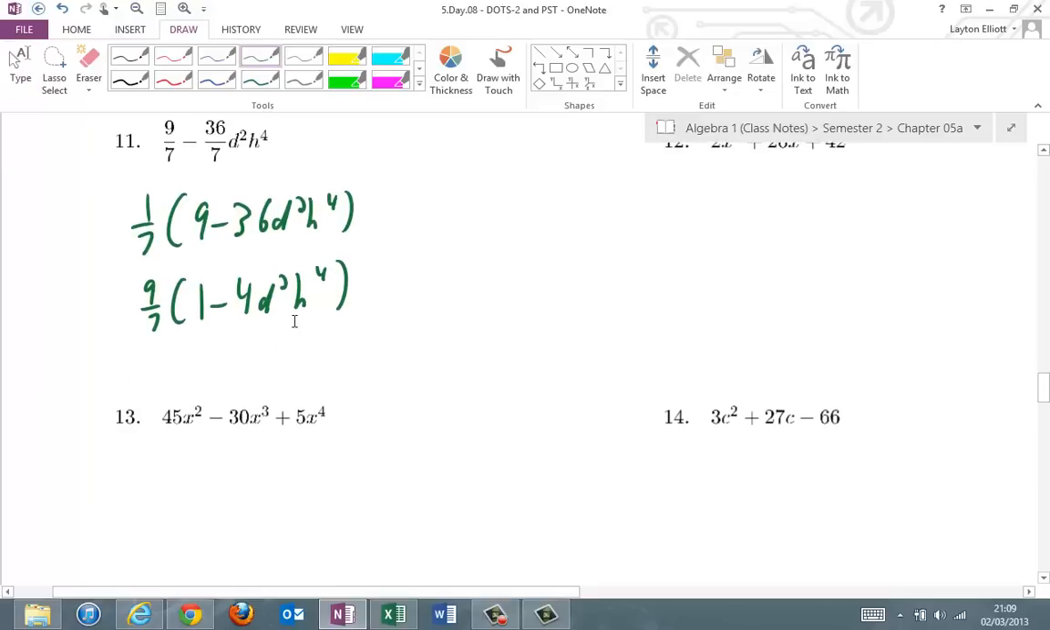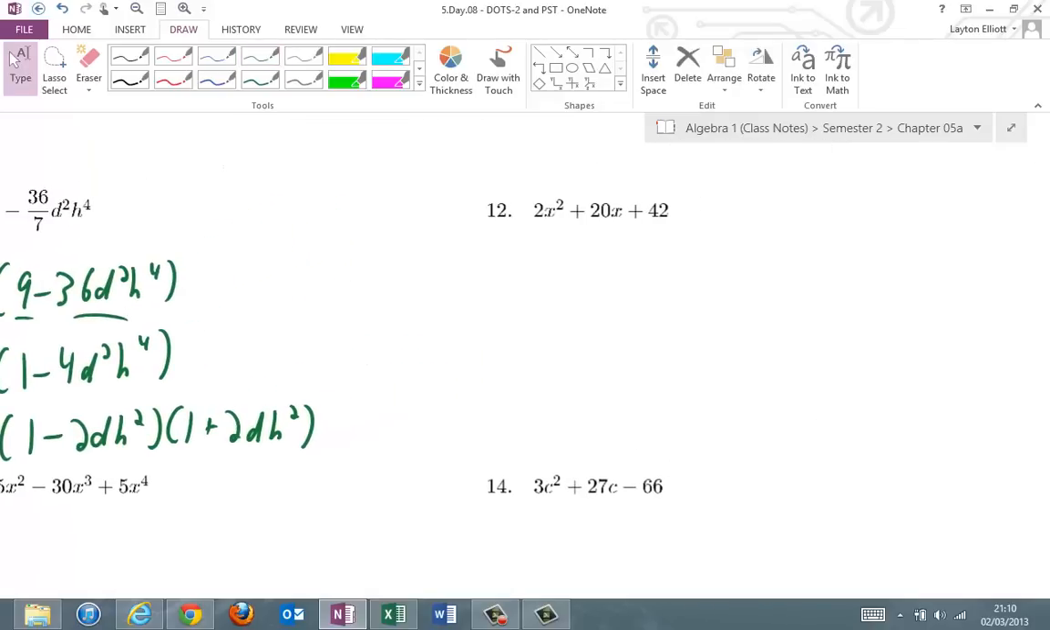Now, what's left is also a difference of 2 squares, so I still have 9/7, but this is going to be 1 minus 2d h squared, and then 1 plus 2d h squared. So with difference of 2 squares and perfect square trinomials, you're always looking for these terms to have perfect squares.